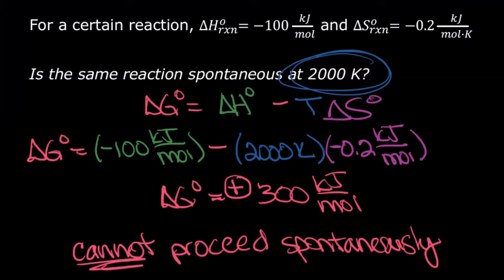Remember that this is for the reaction going from left to right, maybe A plus B yielding C plus D. So this reaction cannot proceed spontaneously in that direction. But if we go the opposite way, from right to left, then our delta G will be negative, and that could proceed spontaneously.